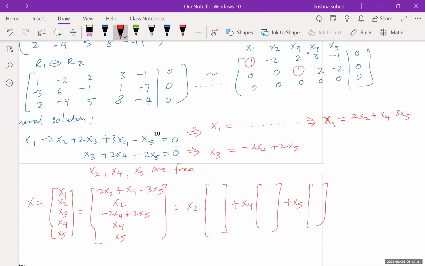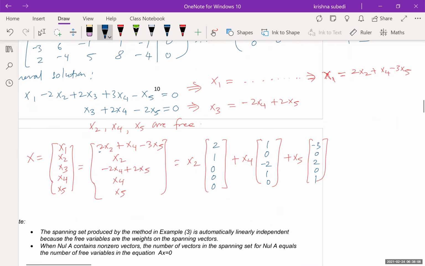All you need to do is just figure out the vectors here. So for x2, that will be 2 here, as you can see, 2 and 1. There is no x2 in the third row, then that means 0, 0, 0. For x4, there is 1 in the first row and no x4 in the second, negative 2 in the third, 1 and 0. And for x5, there is negative 3 in the first row, no x5 in the second row, 2 in the third row, no x5 in the fourth row, and 1. Okay, that's what we got.